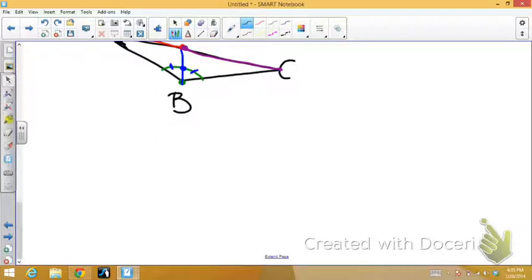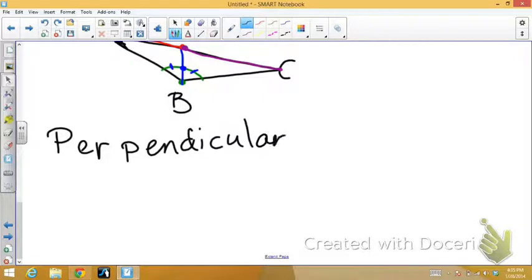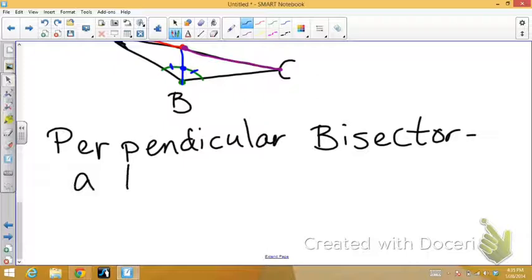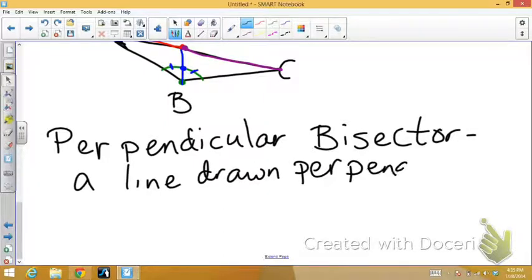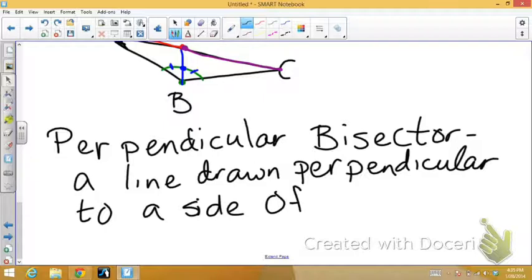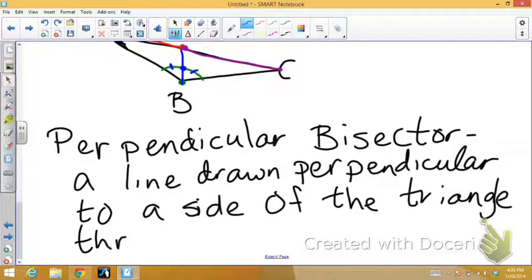So then we have one last definition. That is a perpendicular bisector. So again, perpendicular means it's at a 90-degree angle. Bisector means we cut something in half. This time we're going to cut a side in half. So a perpendicular bisector is a line drawn perpendicular to a side of the triangle through its midpoint. This time we're not going to focus on an angle or a vertex at all. It doesn't say anything about the vertex. It only talks about the side of the triangle.